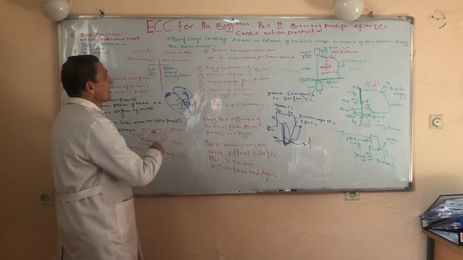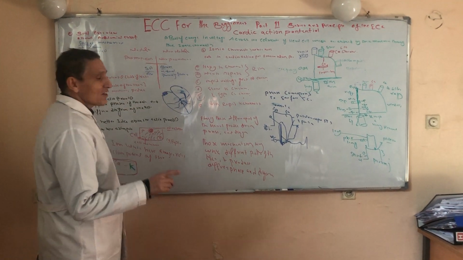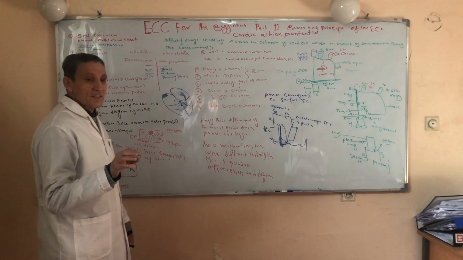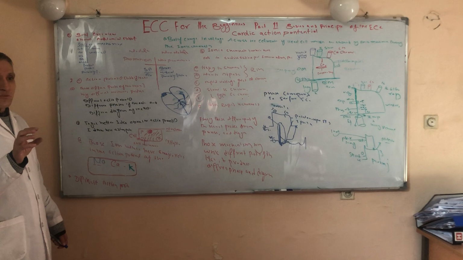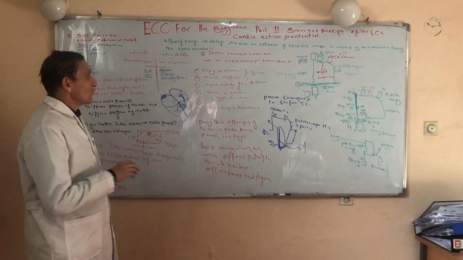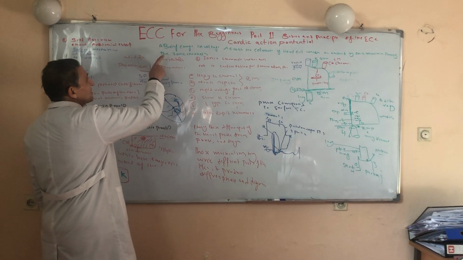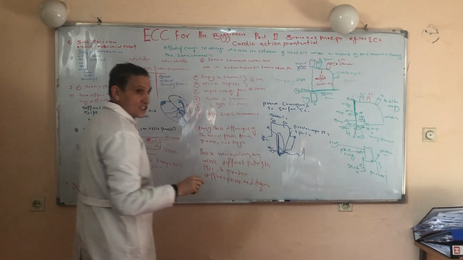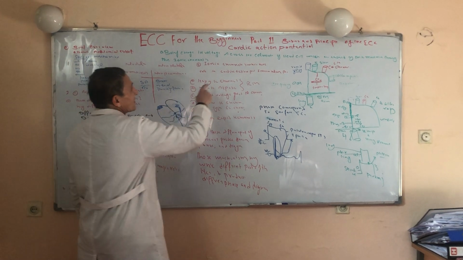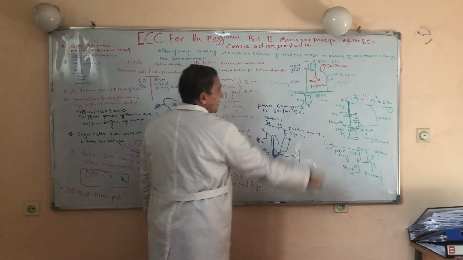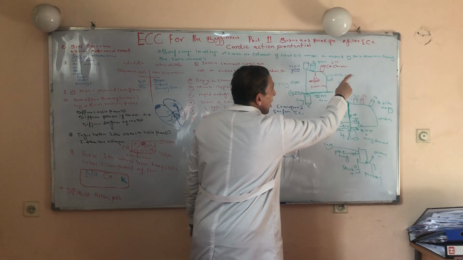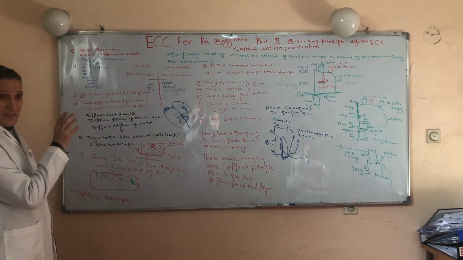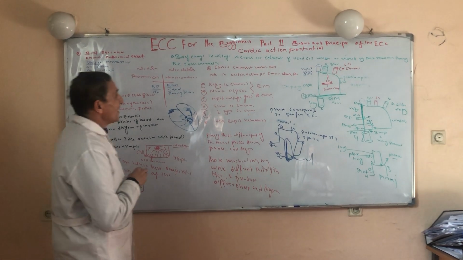definition for the action potential: a brief change in voltage across the cell membrane of the heart cells, which is caused by ionic movement through those channels which are embedded in the cell membrane. So that is the comprehensive definition: a brief change in voltage across the cell membrane of heart cells, caused by ionic movement through these ionic channels.